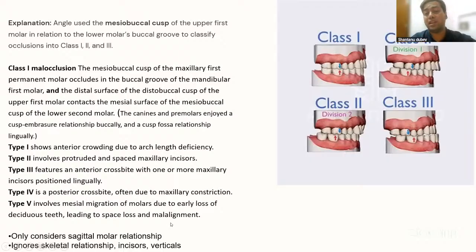The problem with this classification, as we all understand, is that only the sagittal relationship of the molar was seen and the rest of the things were ignored. Initially, when Dewey's modification wasn't included, the skeletal relationship was ignored, incisors were ignored, and the vertical relationship was also ignored. So all of these problems were there, and hence the modifications came afterward.